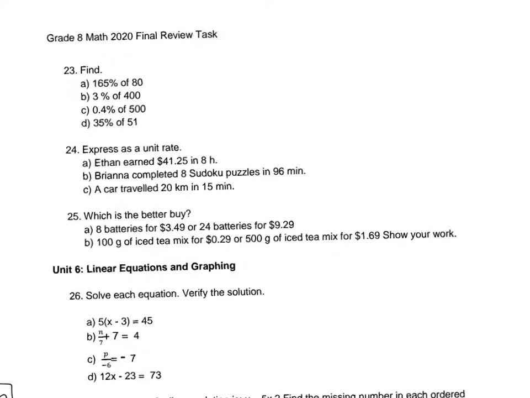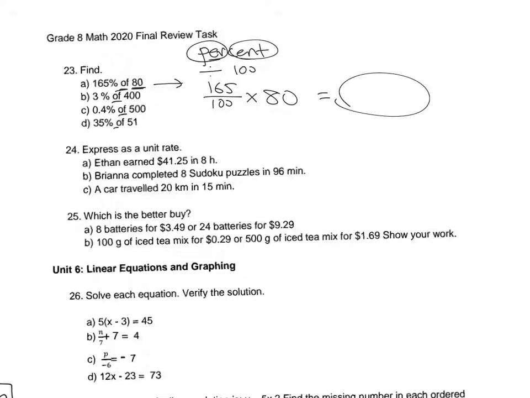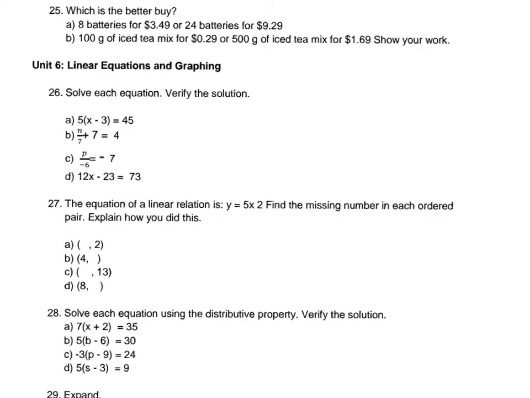Percent of a number. Remember, percent is out of, divided by 100, okay. So 165% is the same thing as 165 over 100. When you have the word of in math, you're multiplying, okay, and then you're multiplying the number 80 and you get the percent of that number. Okay. To compare which is a better buy, you need to find out the unit rate and then compare. And then the rest of it is solving equations with graphing.